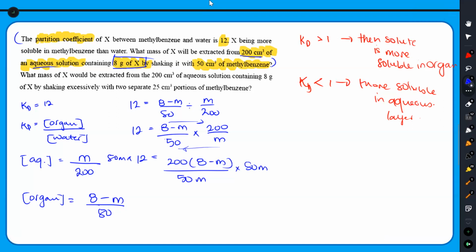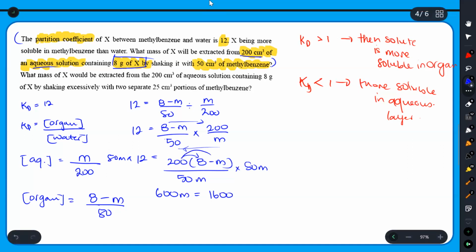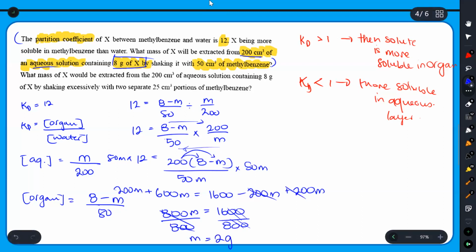So 50 times 12, which is 600m, is going to be equal to 200 times 8 minus m, which we're going to distribute right away. So 200 times 8 is 1600, and 200 times negative m is minus 200m. Then you add 200m to both sides because you want to get all the like terms on one side. So this is going to be 800m being equal to 1600. Divide by 800 on both sides. This is going to be m equal to 2 grams.